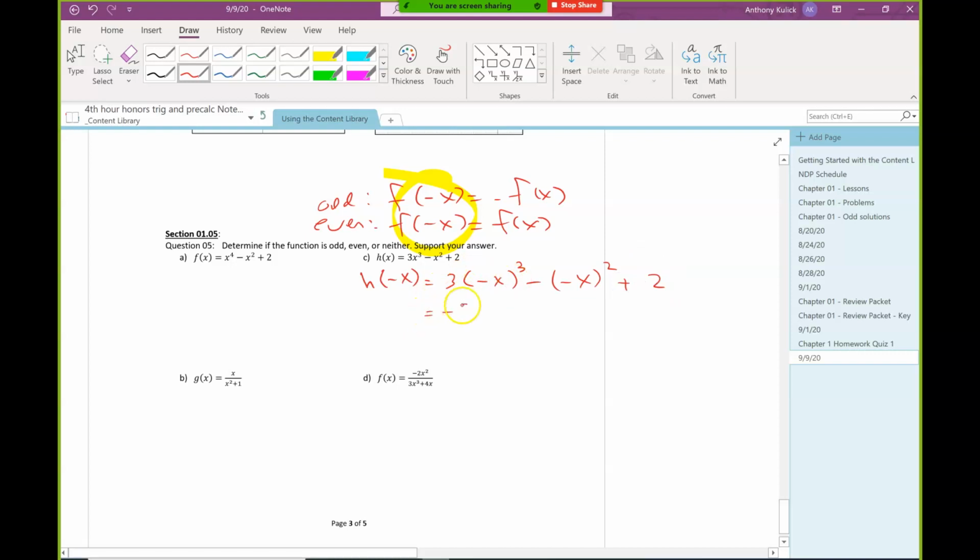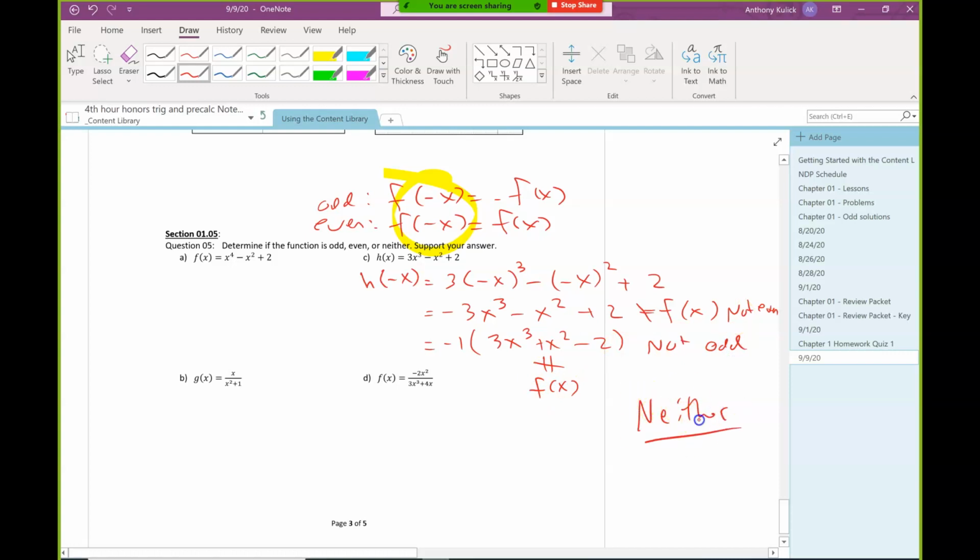Negative x to the third power is still negative x. Negative x squared is positive, but then I have a minus sign in front of it, so it's really like 3 negatives. And then I have the plus 2. So this is not equal to f of x. So I know it's not even. Let's see if I factor a negative sign out. Is not equal to f of x. So I also know it's not odd. So I would write neither. Is that okay, Caroline? Yep.